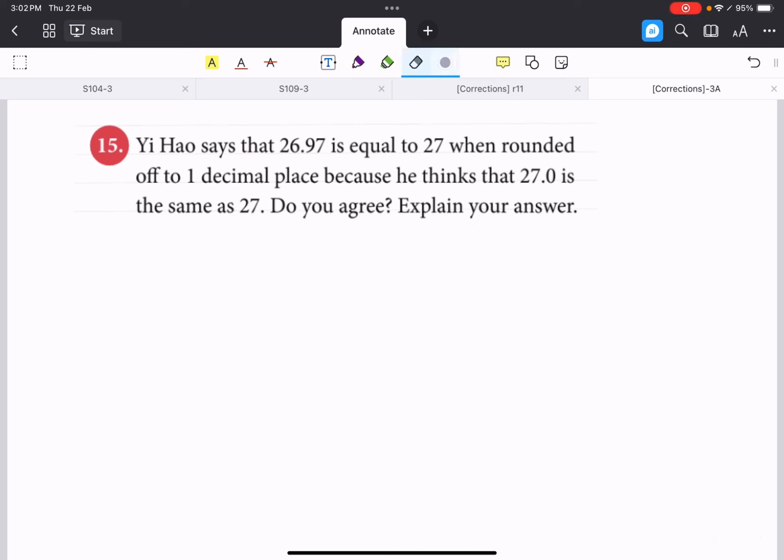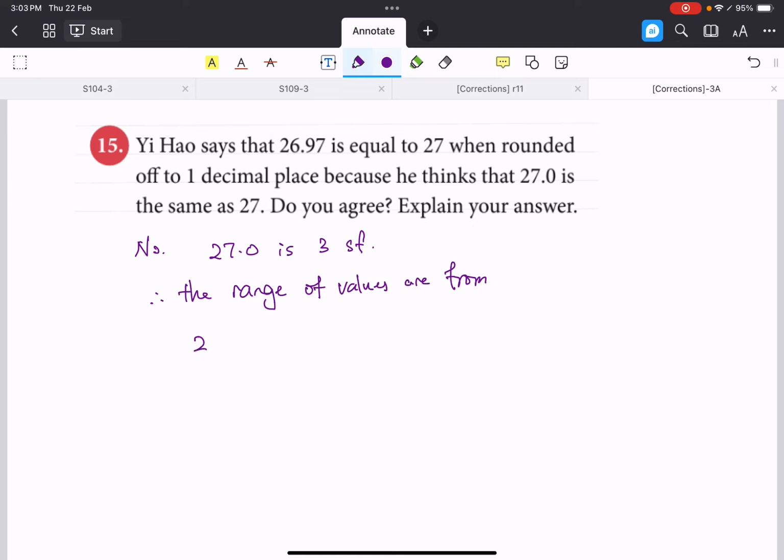Here we go. Yi Hao says that 26.97 is equal to 27 when rounded off to one decimal place, because he thinks that 27.0 is the same as 27. Do you agree? No, because 27.0 is 3 significant figures. So we can say, therefore, the range of values is from 26.95 to 27.05. This is the range of possible values.